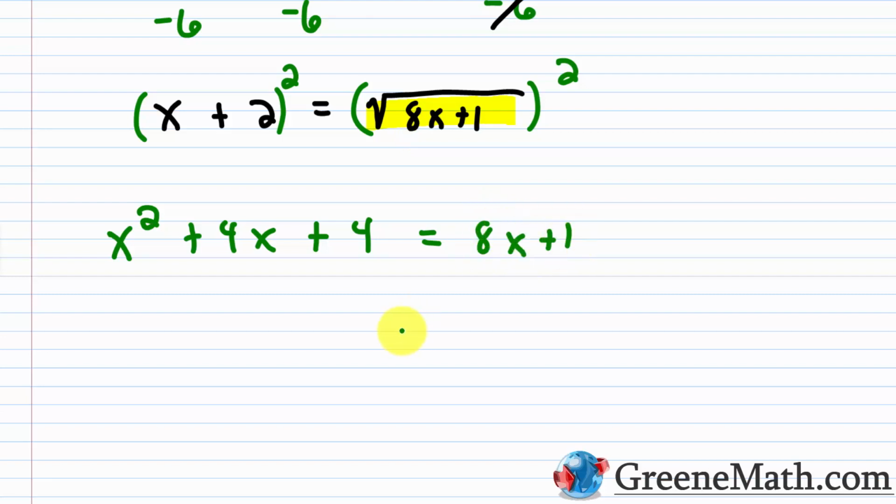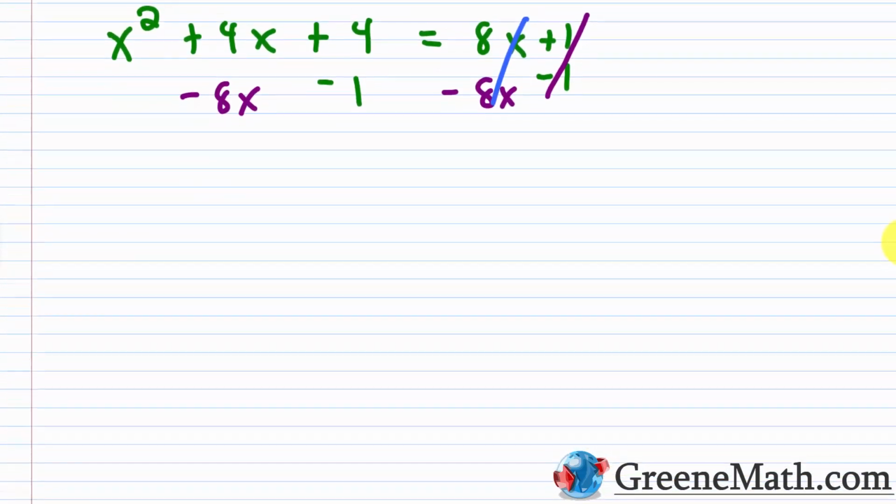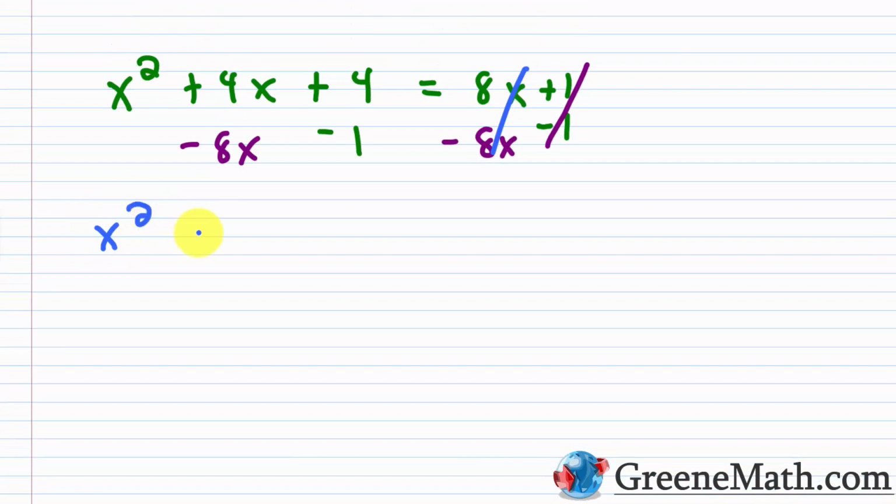Okay. So now let's clean this up. Let's subtract 1 away from each side of the equation. That's going to cancel. Let's subtract 8x away from each side of the equation. And that's going to cancel. So I'm going to have that x squared minus 4x plus 3 is equal to 0. So again, I can solve this guy with factoring, or I can solve it with the quadratic formula, whatever you want to use. Probably easier to solve it just with factoring.